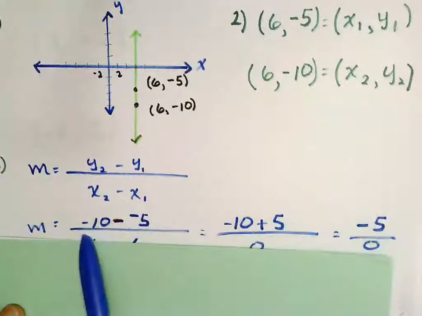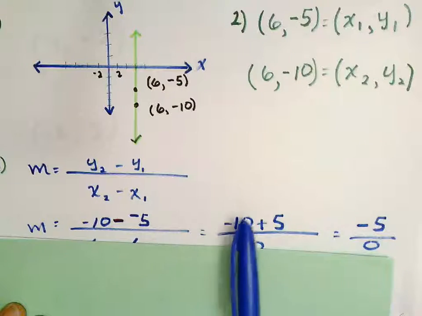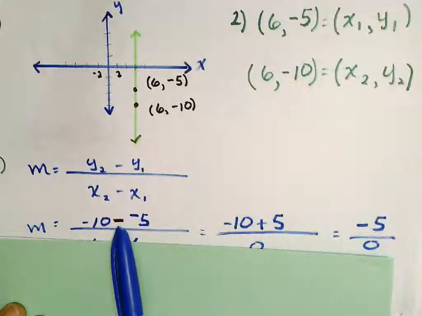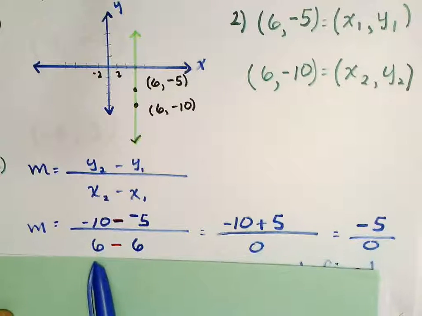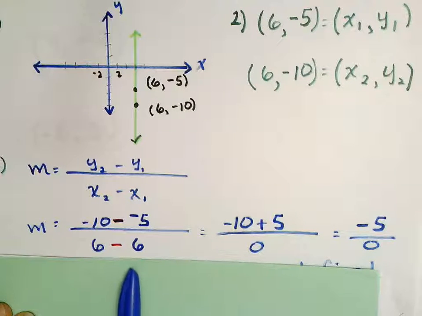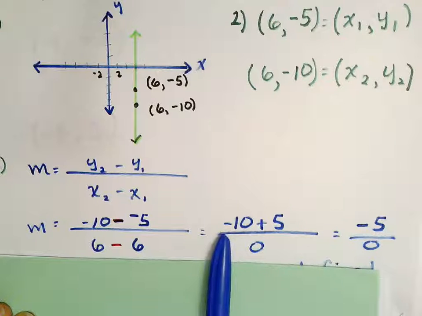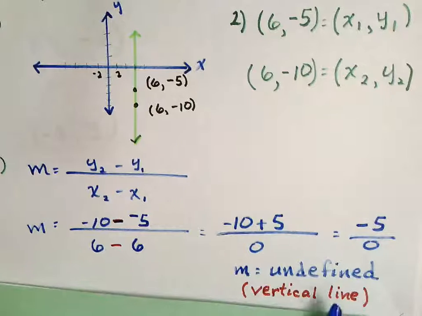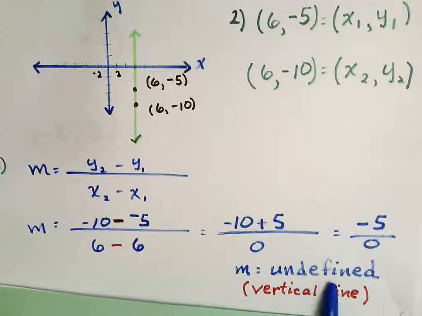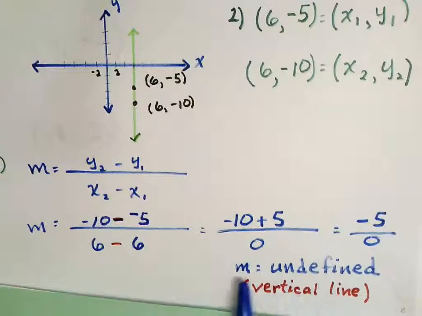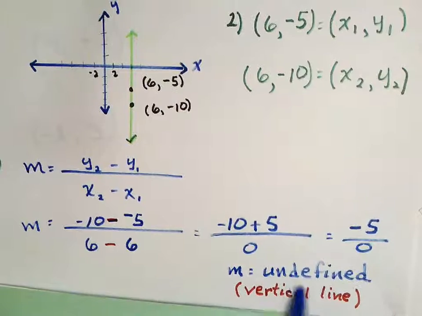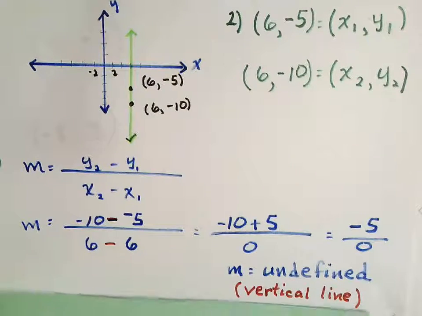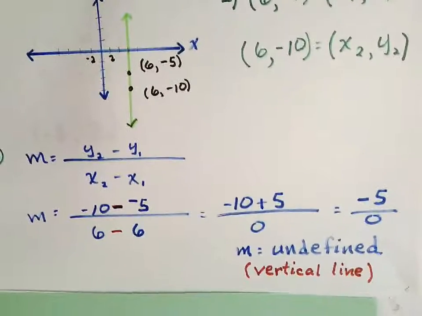Y sub 2 is -10. Put your minus sign. Y sub 1 is -5. X sub 2 is 6. X sub 1 is 6. -5 plus 5, -5. 6 minus 6, 0. Division by 0 is undefined. So we have a slope that's undefined, and we have a vertical line where the slope is undefined.